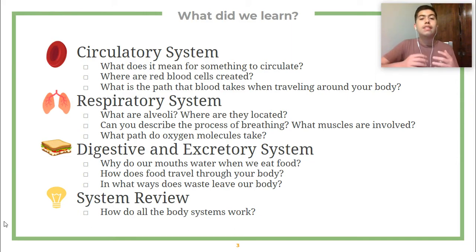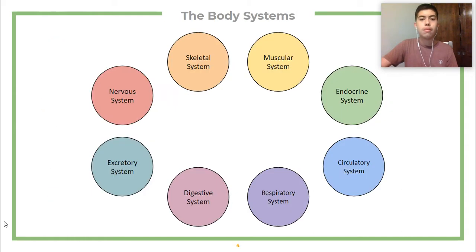And finally, the last lesson we did was system review. And the ultimate question you want to answer with that is, how do all the body systems work? So here are all the systems that we've gone over for the past 2 weeks. We've got the nervous, skeletal, muscular, endocrine, excretory, digestive, respiratory, and circulatory. So, by the end of today and utilizing all your at-home activities, you should be able to at least give a general description of each and the important organs that are involved with each of these systems.